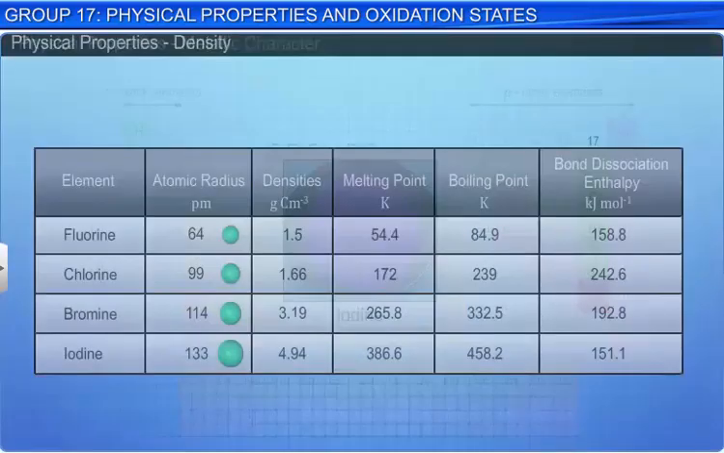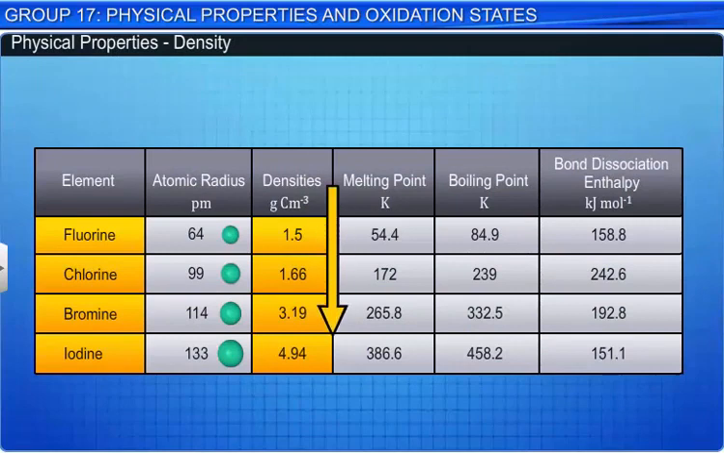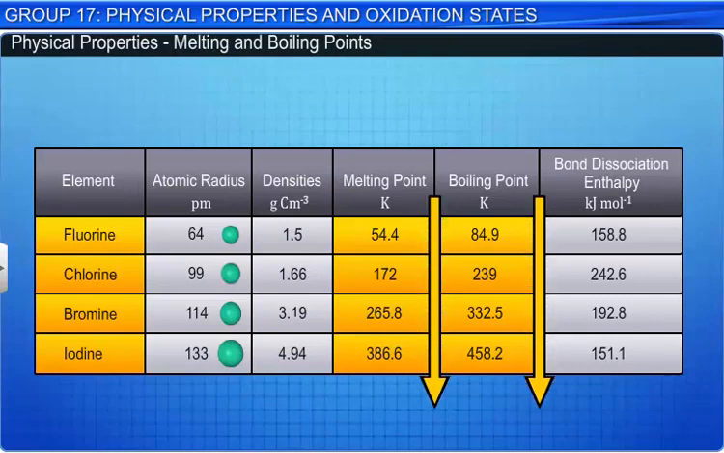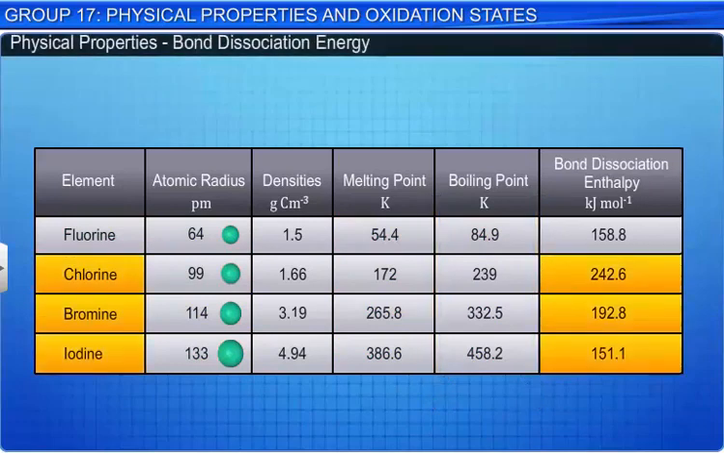The densities of these elements increase regularly from fluorine to iodine, as shown in the table here. The melting and boiling points of these elements increase regularly from fluorine to iodine due to the gradual increase in their atomic size, as shown in this table. The bond dissociation energy of these elements gradually decreases from top to bottom, except for fluorine.